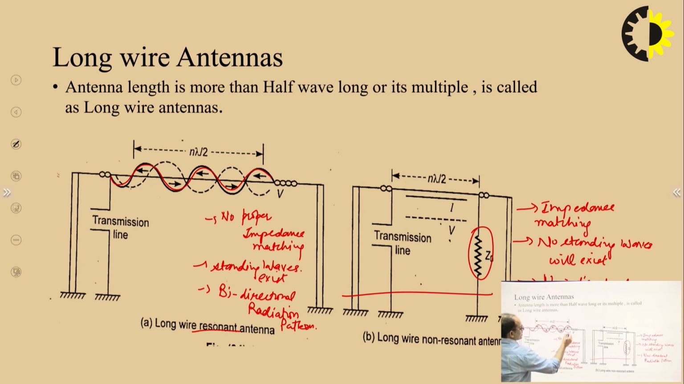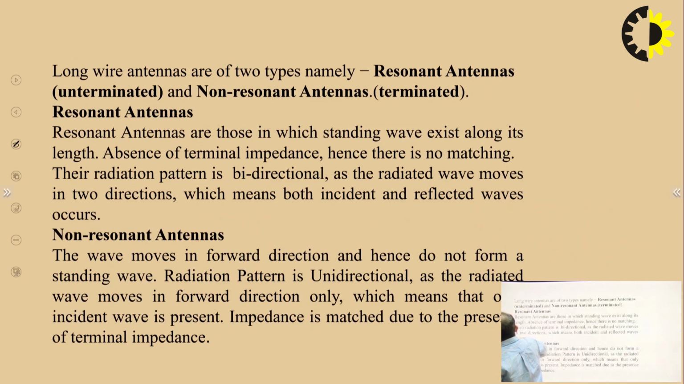So you will see here that if the wave is traveling like this, when there is no terminal impedance matching, there will be standing waves, meaning this wave will get reflected back and the standing wave will exist. And here, due to the presence of terminal impedance, the signal wave propagates and no standing wave will exist. So long wire antennas are of two types: the resonant type of antenna, that is unterminated, and the non-resonant type of antenna, that is terminated.